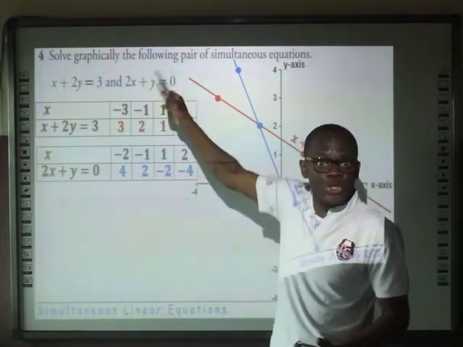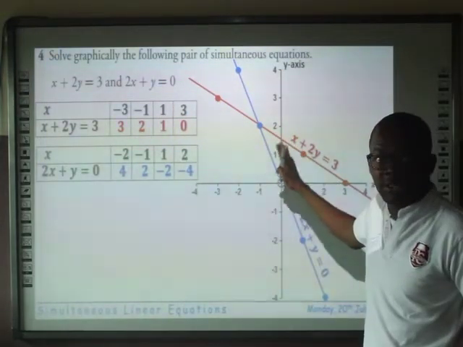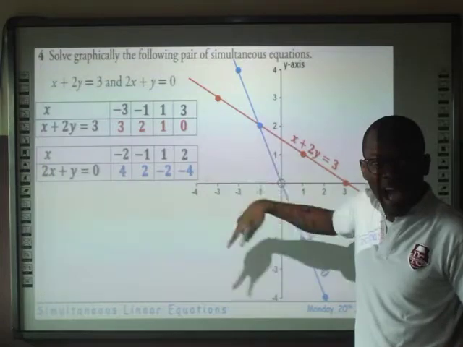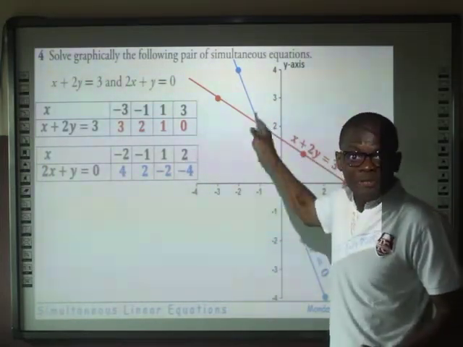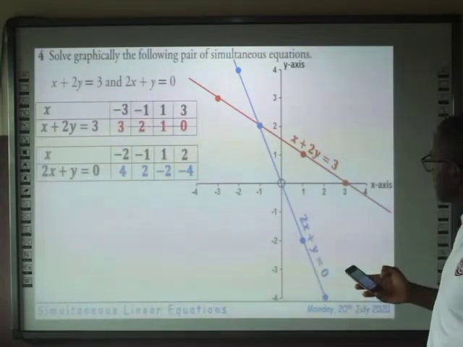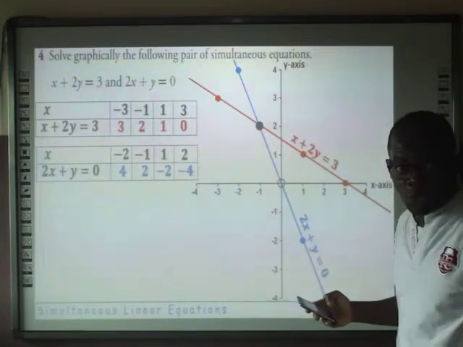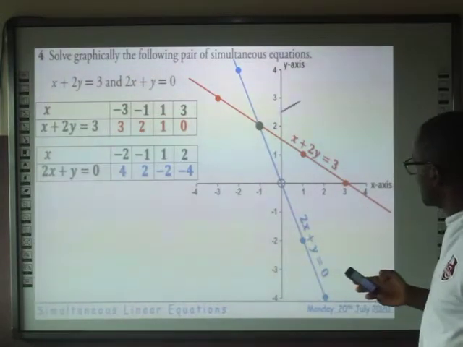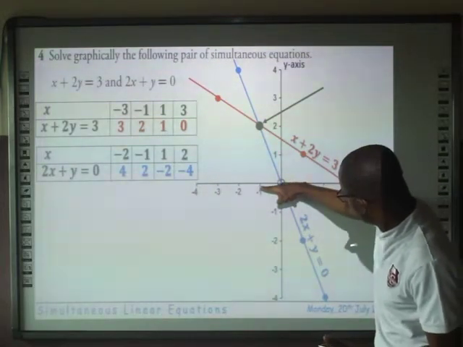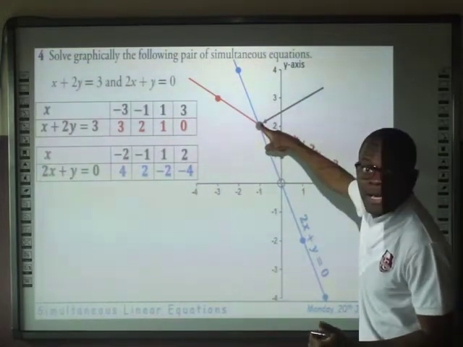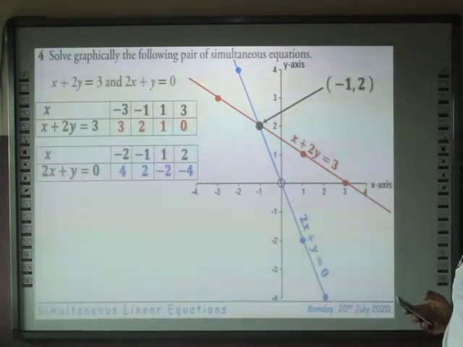Now, when you are asked to solve graphically, essentially, once you've drawn your two lines and you can see where the two lines meet, at the point where the two lines meet, that will be the solution. So you need to find the coordinates of that point. There's the point where two lines meet, and I'm indicating that with a black dot. You need to write down the coordinates of that point. If you observe, the coordinates are minus 1 and 2.